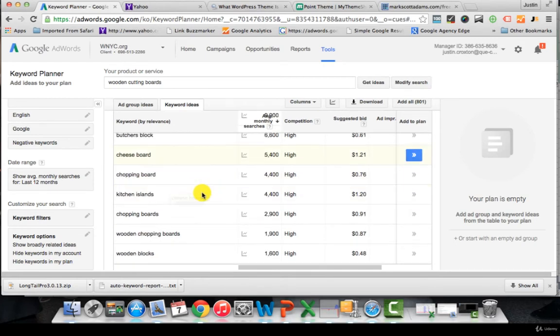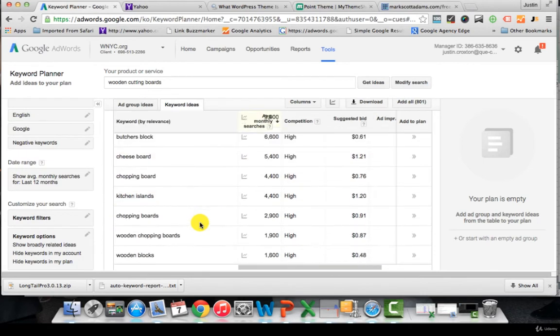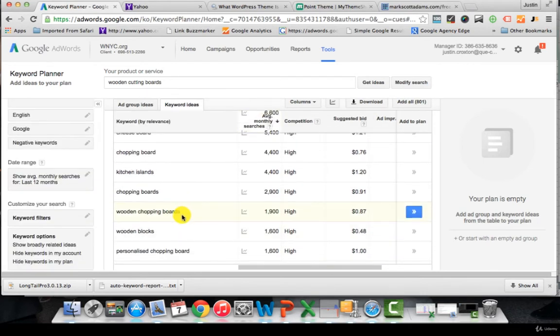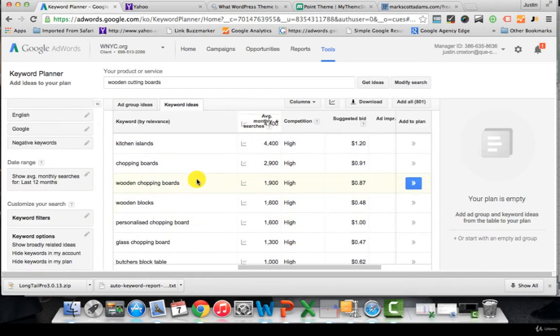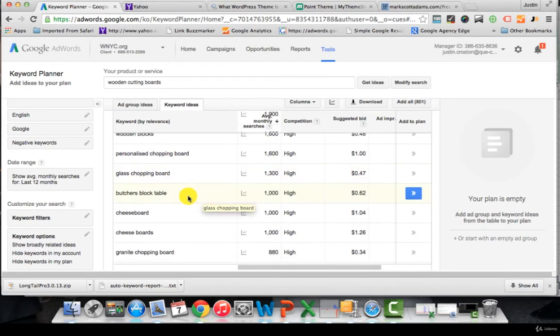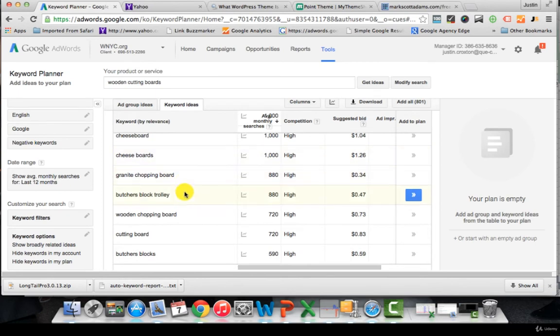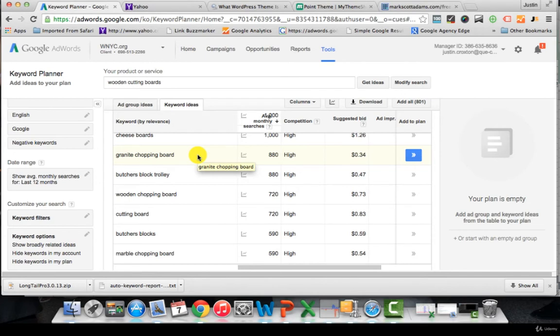You have cheese board. That could actually be a good one that you could leverage. Chopping board. That's another good one. I mean, that gets a whole lot more than the keyword wooden cutting boards for that matter. Wooden chopping boards. Seems pretty niche. Seems like one that I would add to the list. Wooden blocks, probably not so much. Glass chopping board, probably not. Cheese board, maybe. Cheese boards, maybe. Granite, probably not. But someone who's looking for granite may decide that they want to instead get a wooden cutting board. You never know, but I wouldn't start off with that one.